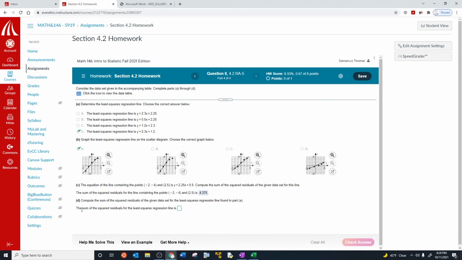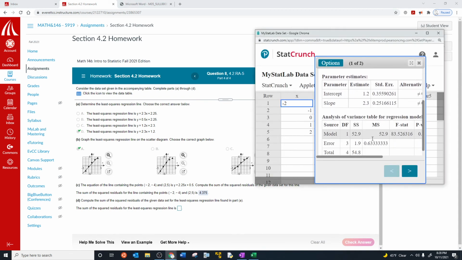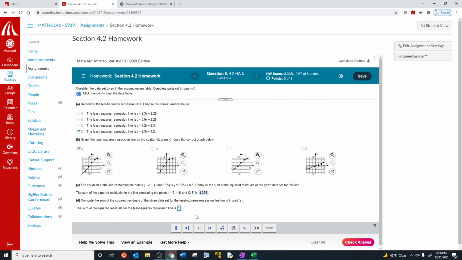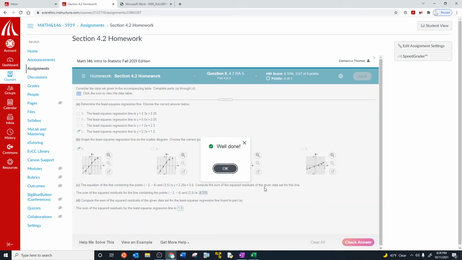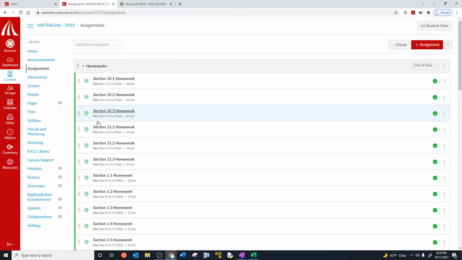Now, what's the sum of squared residuals of the least squares regression line? Well, that's the one that StatCrunch can help us out with. We got 1.9. And yeah, that was that. There was another question about 4.3, so let's get into 4.3 real quick.